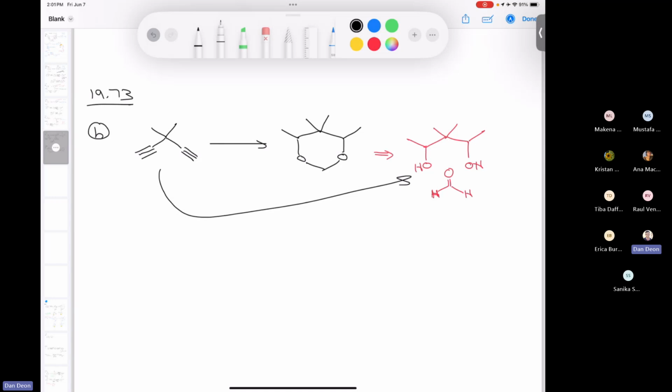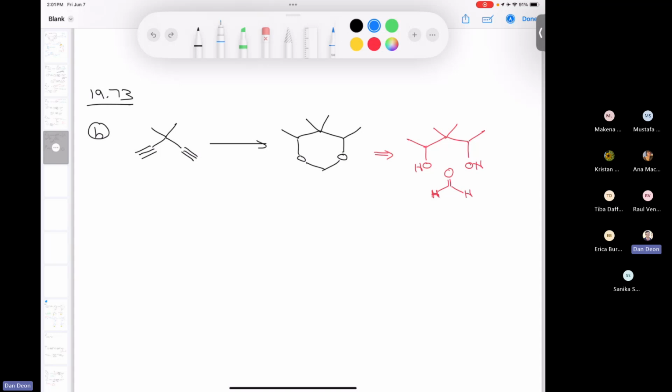You can see that they both have the same number of carbons. Look carefully. 1, 2, 3, 4, 5, 6, 7. So here we have 1, 2, 3, 4, 5, 6, 7. So they both have the same number of carbons. So there's no change there, and there's no Grignard or anything involved in this.